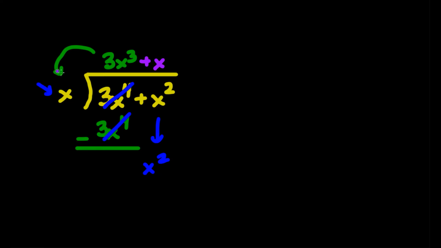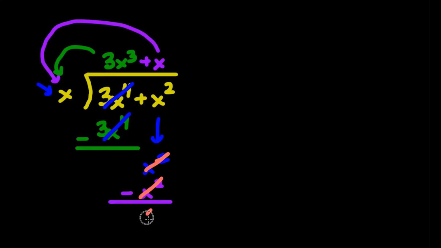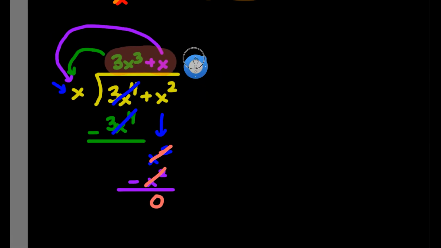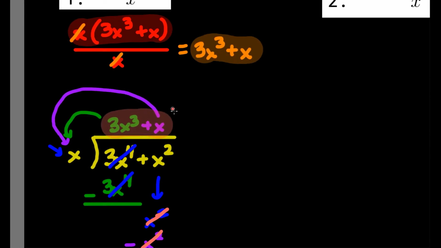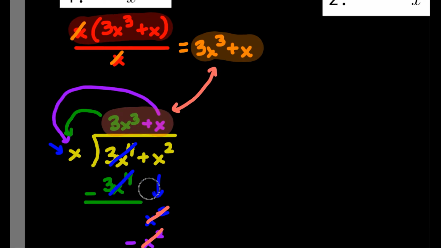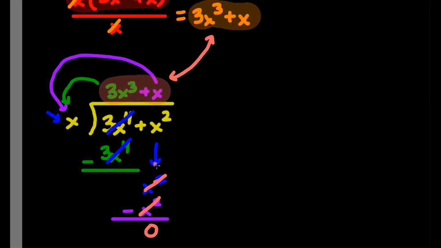So we're going to take this x right here and multiply it by this x over here to get x squared. And then again, we're going to subtract this off. So cancel, cancel, and you're left with 0. So your final answer would be this part right here, 3x to the third plus x. If you notice, that is the exact same thing that we got right here. These match. So that shows you that doing this long division algorithm on polynomials works as well.